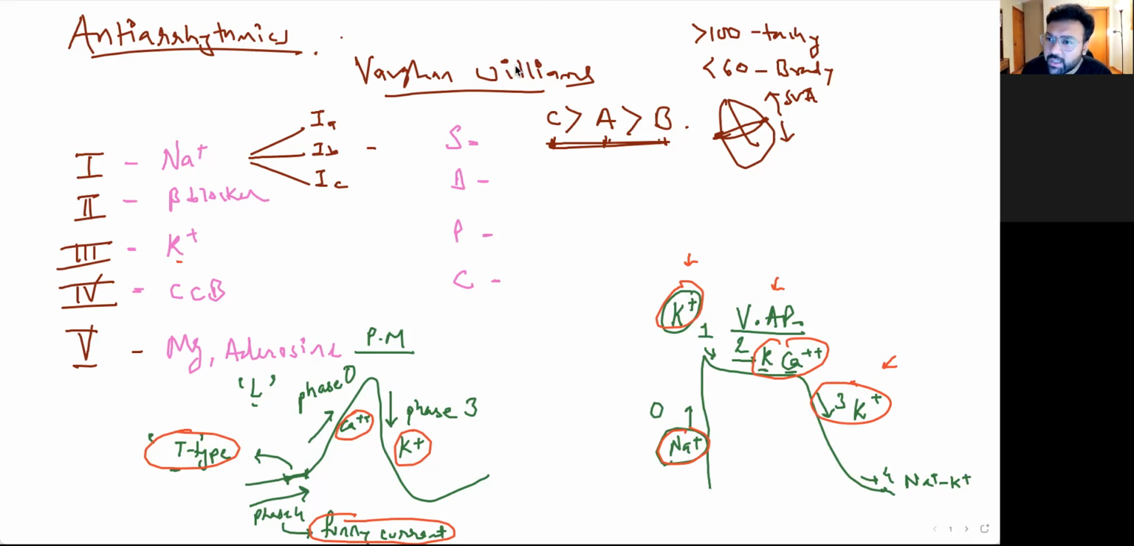Class 1 antiarrhythmics are sodium channel blockers. So in which phase of the ventricular action potential do you think the class 1 antiarrhythmics would work? 0, 1, 2, 3, or 4? Where would class 1 work? Zero. Excellent. So it's phase 0 of the ventricular action potential where the class 1 antiarrhythmics work.